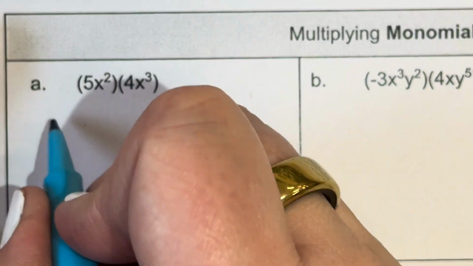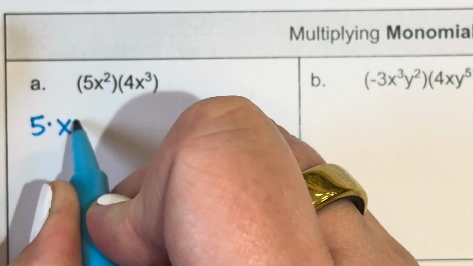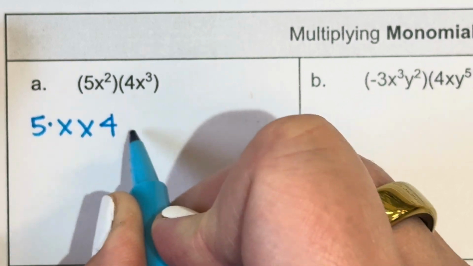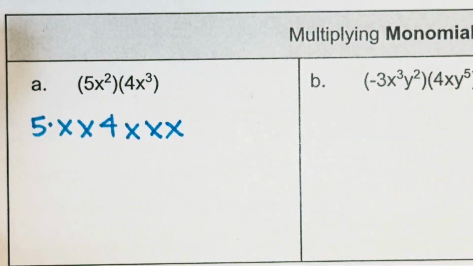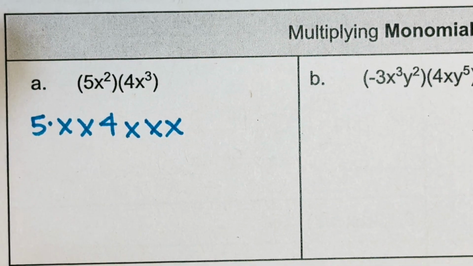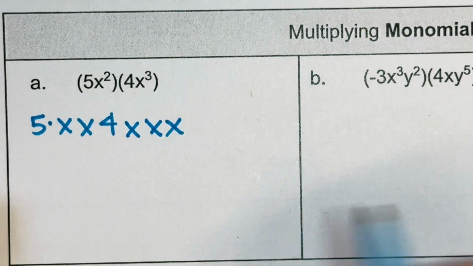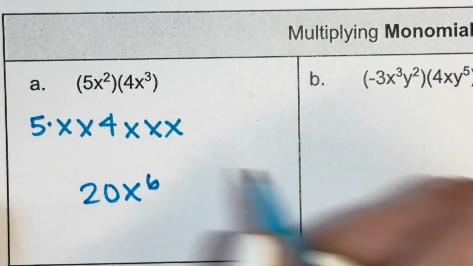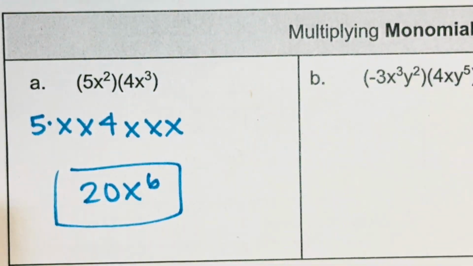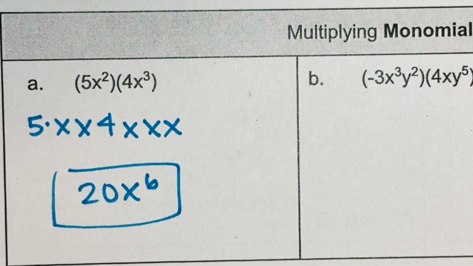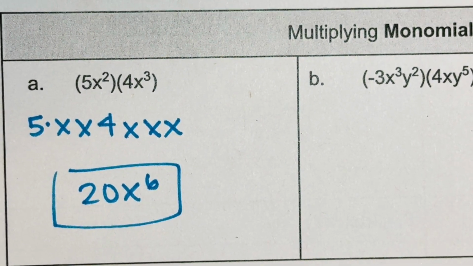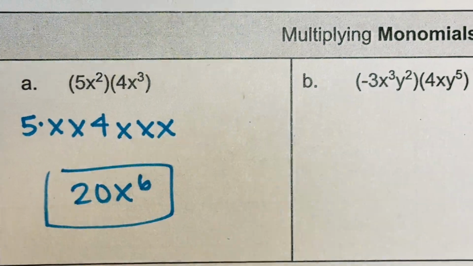If I wanted to rewrite this, I could say it's 5 times x times 4 times x times x times x. And then how would I rewrite it? It becomes 20x to the 6th. Go ahead and hit pause and see if you can figure out B and C on your own.